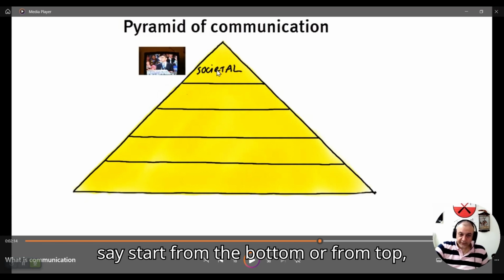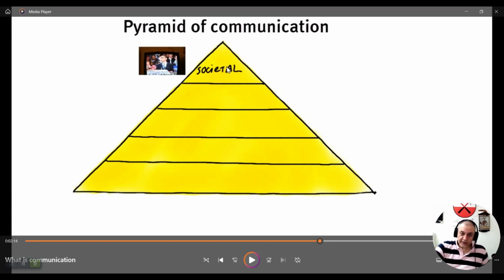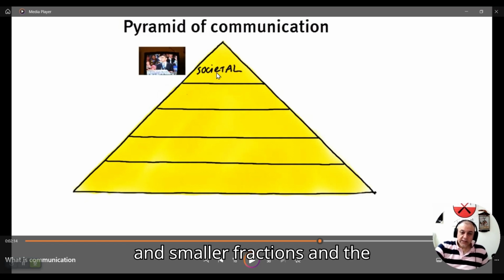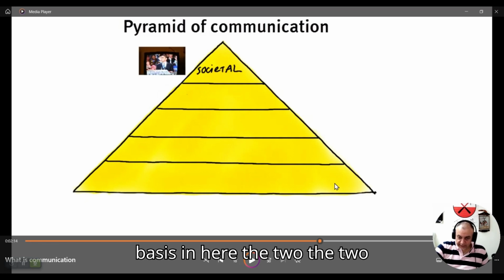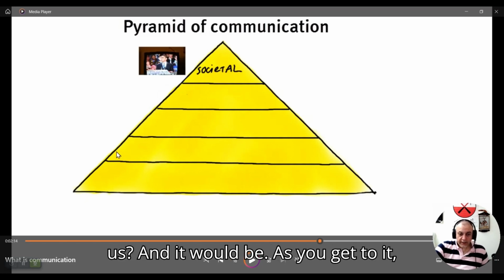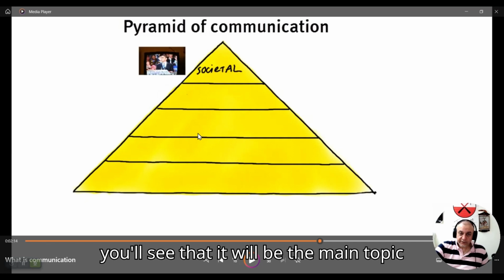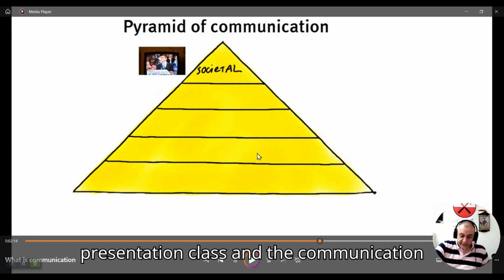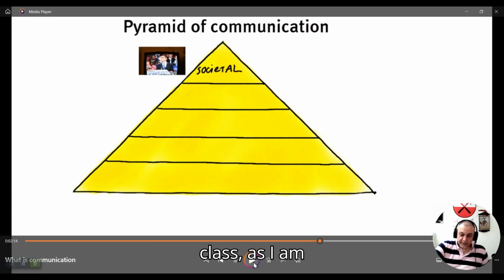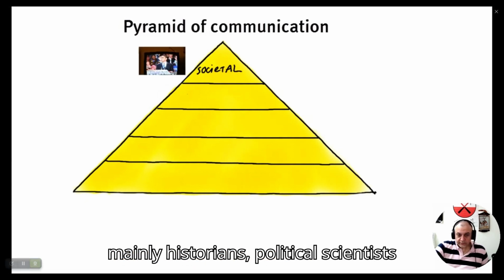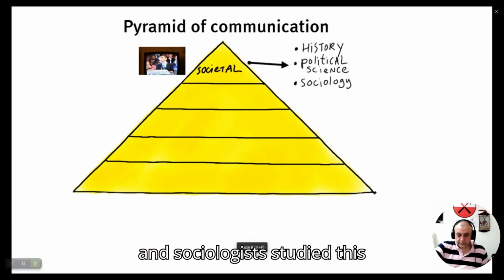So this pyramid of communication, we will go through it. We could start from the bottom or from the top, but on the top part are different fractions of communication, smaller fractions, and the basis, the two levels in the bottom, is what is in common for all of us. As you get to it, you'll see that it will be the main emphasis of a presentation class and a communication class as I am planning to teach you. Therefore, mainly historians, political scientists and sociologists study this perspective.